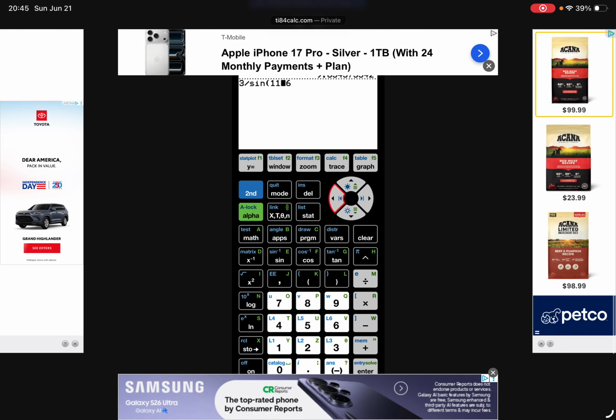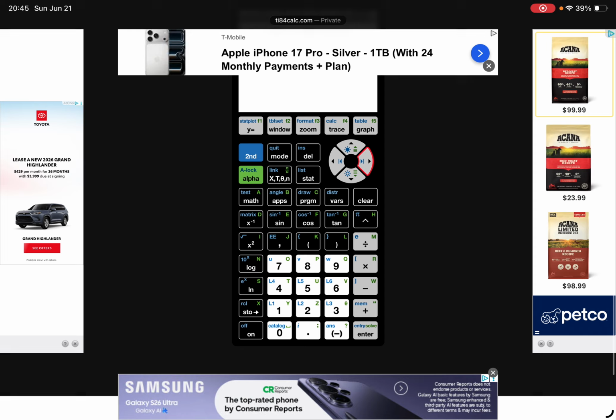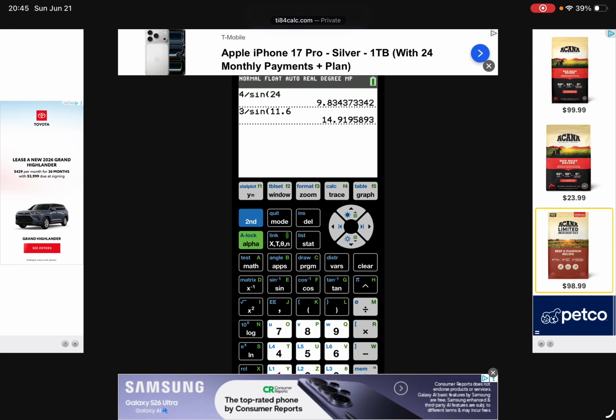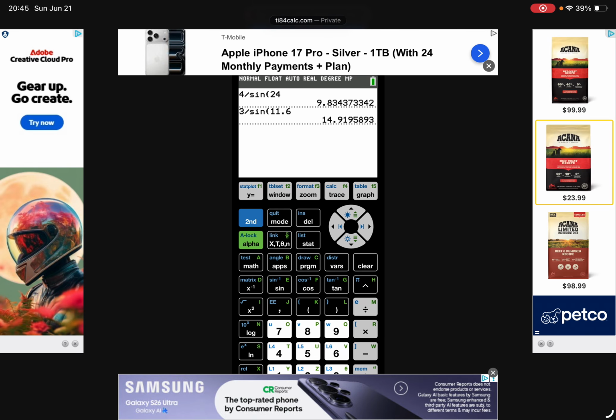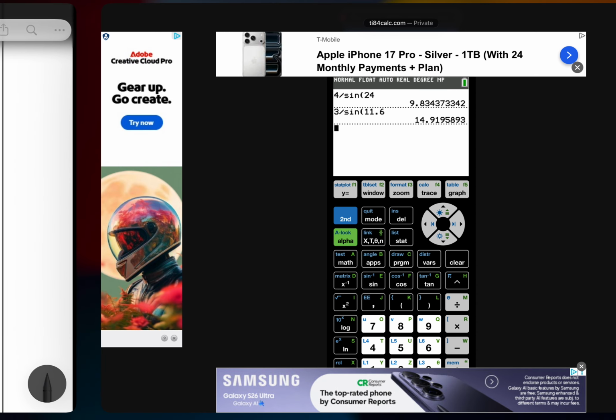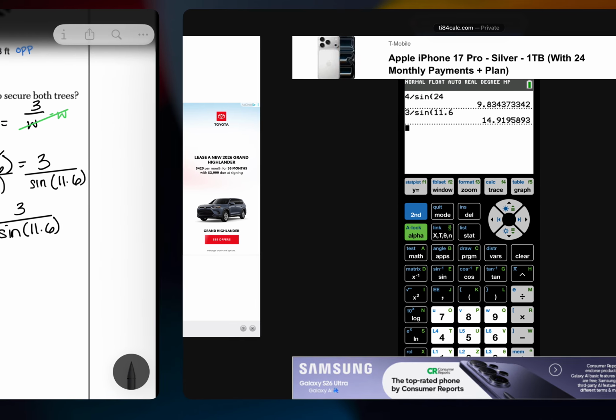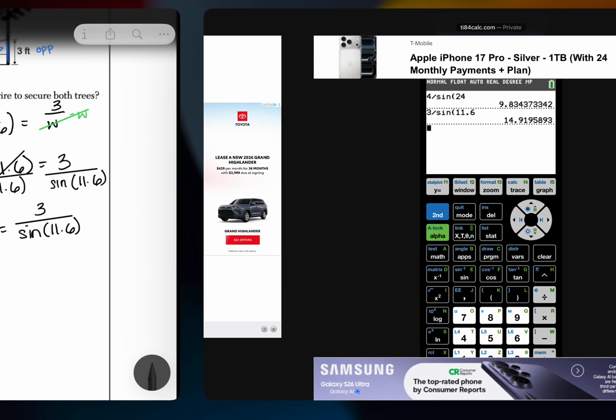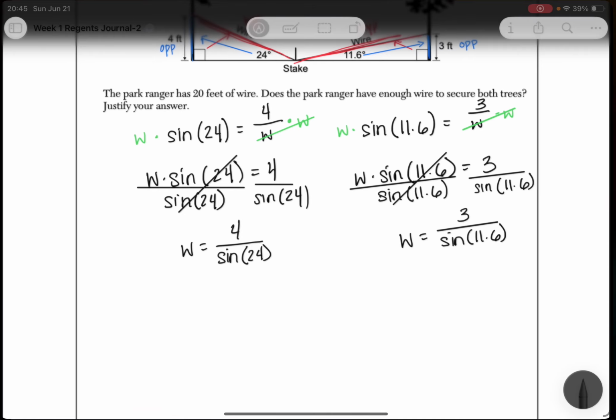Oops. And then we get this value. When we have these two values, we want to make sure you write them down just so the scorer sees our work. I'm going to round them, but typically I would tell you to steer away from rounding. So we have 9.83 and 14.91.